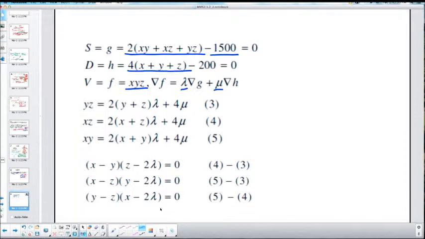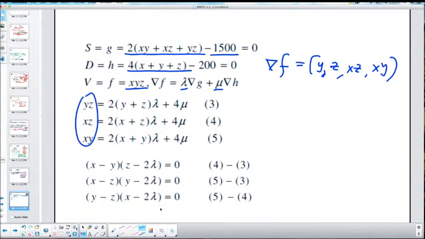So what is the gradient of the volume? The gradient of the volume is yz, xz, xy. That's the gradient of f. The gradient of the surface constraint: take a derivative with respect to x, that's 2y plus 2z; with respect to y, that's 2x plus 2z; and with respect to z, that's 2x plus 2y. That's the gradient of s. And if you take a derivative of the sides, you'll get 4, 4, 4. That's the gradient of the length constraint.